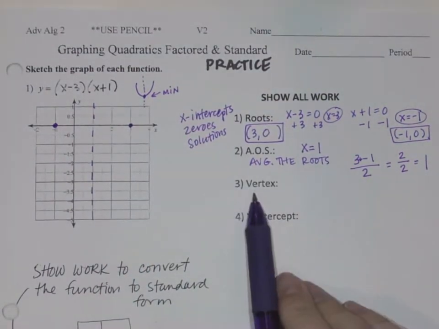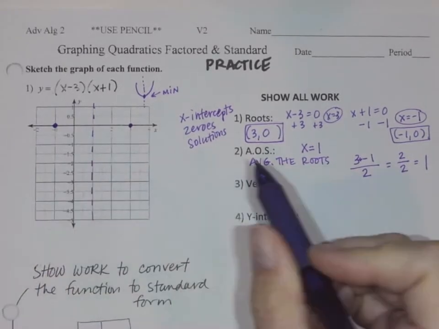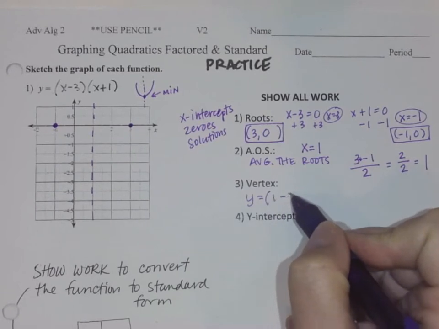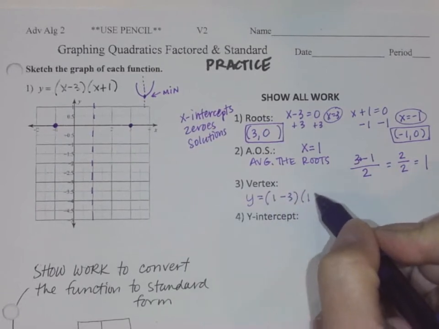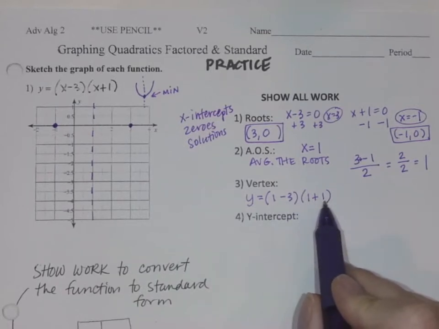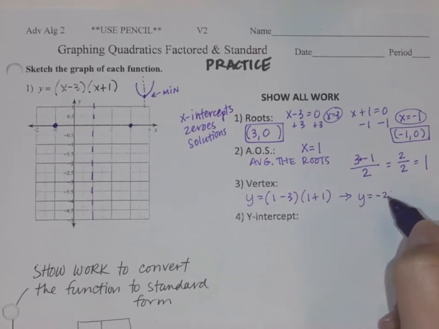To find my vertex, I need to plug the axis of symmetry into the function. So here's what I'm going to do. I'm going to replace the x with +1. The result of 1 minus 3 is -2. The result of 1 plus 1 is +2. So this ends up being -2 times +2, or y is equal to -4.